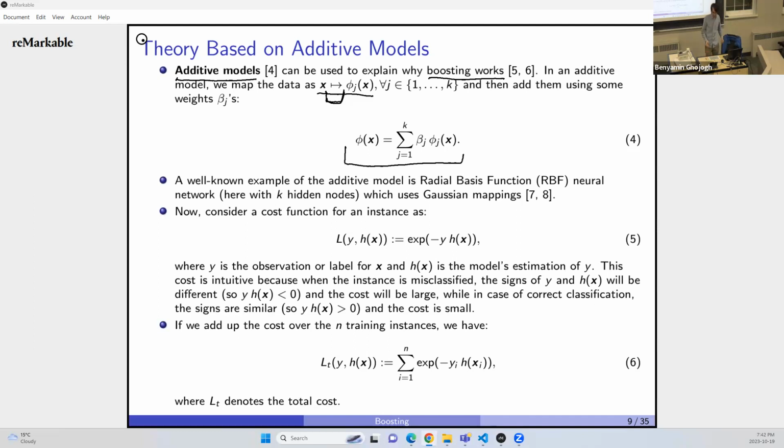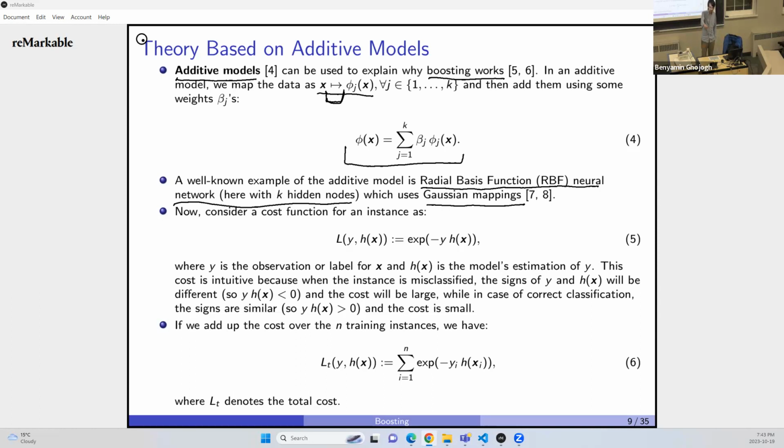So basically, I have some data. I map it k times with different maps, right? Then I will have k transformations of this data. I aggregate them by weighted linear combination, right? With the weights beta j. Agree? Okay. This is called additive model in statistics. A well-known example of this additive model is radial basis function neural network with k hidden nodes using Gaussian mappings. I already talked about it in my deep learning course.